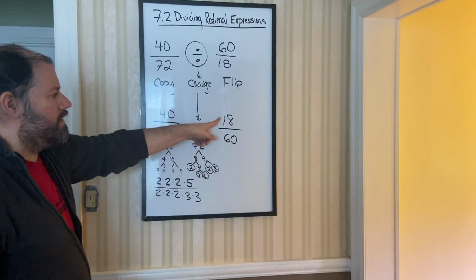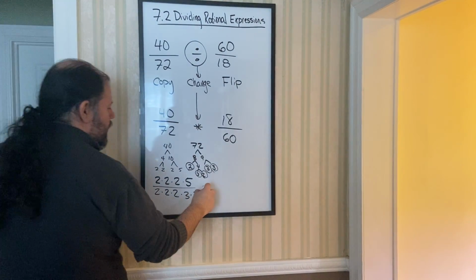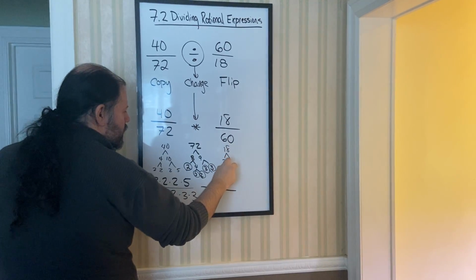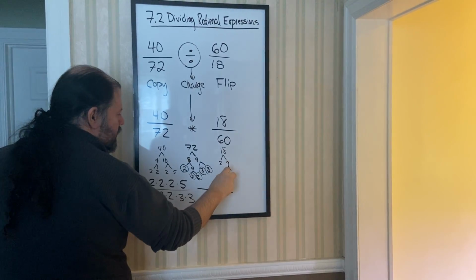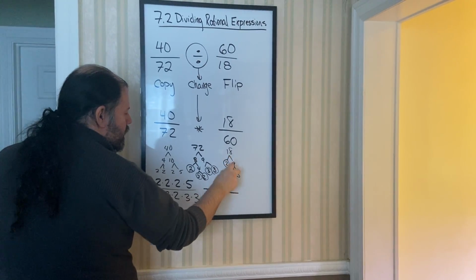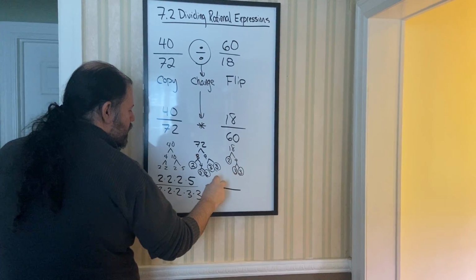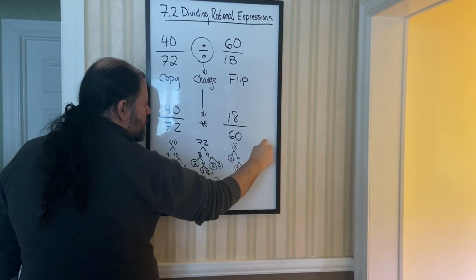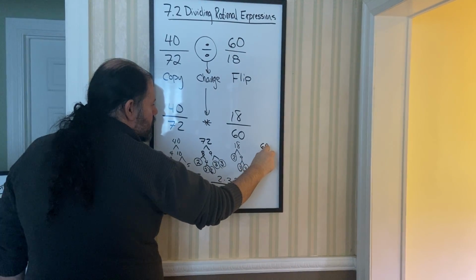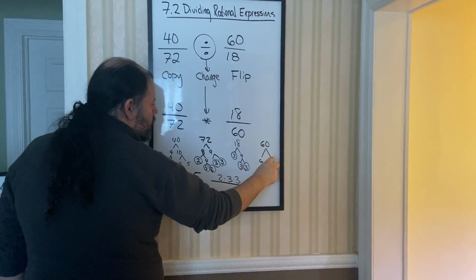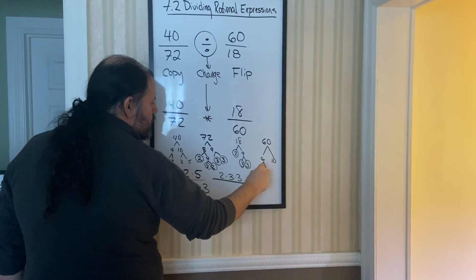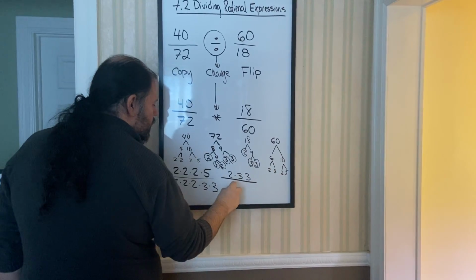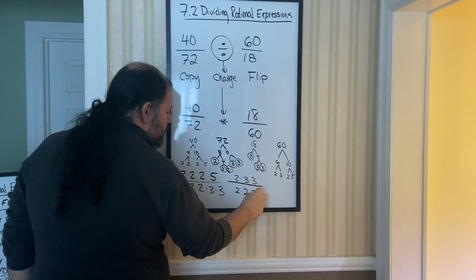Next corner, 18. Most of you could do that in your head, but in case you can't, 2 times 9. 9 you can break down as 3 and 3. And then 60. Probably 6 times 10 for most of you. 2 times 3. 2 and a 5. And then I just put it in order.